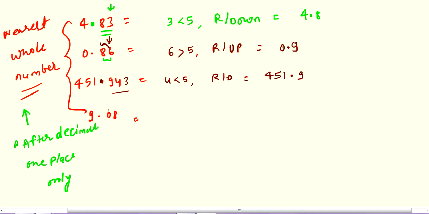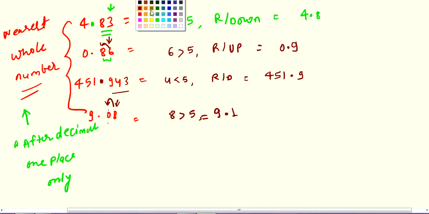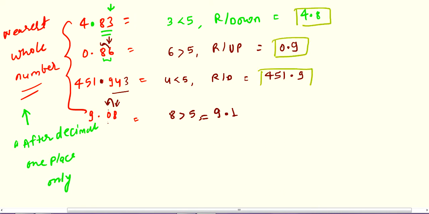Then 9.08. The last digit is 8. 8 is greater than 5, so this is the case of rounding up. So this 8 will give 1 to the previous digit. So 0 plus 1 is 1. So 9.08 can be written as 9.1. Clear? Now we have 4.8, 0.9, 451.9, then 9.1.